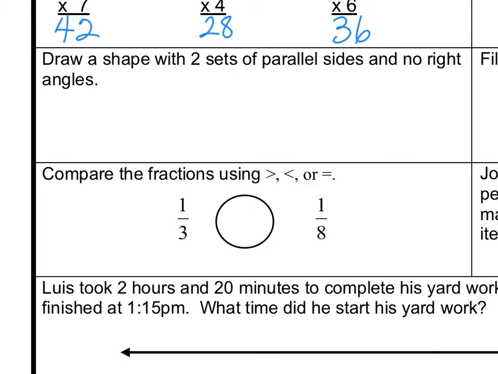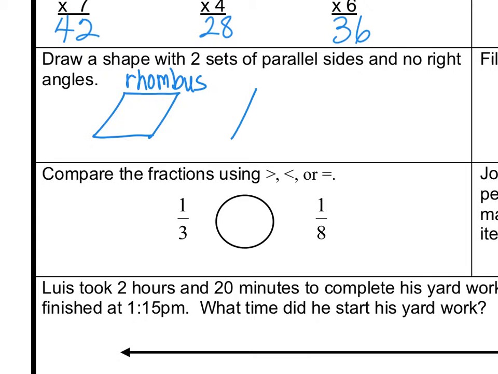Draw a shape with 2 sets of parallel sides and no right angles. So we could do, here's 2 sets of parallel sides, no right angles. And this one is a rhombus. I'm going to get fancy and put the names of them in there too.